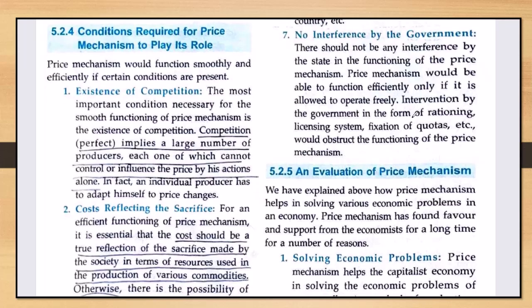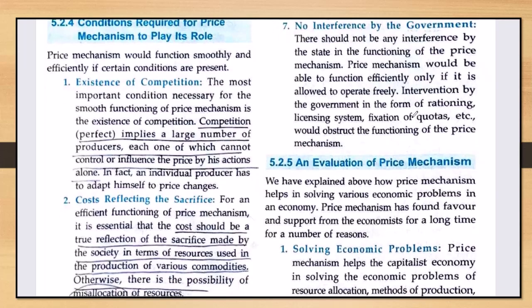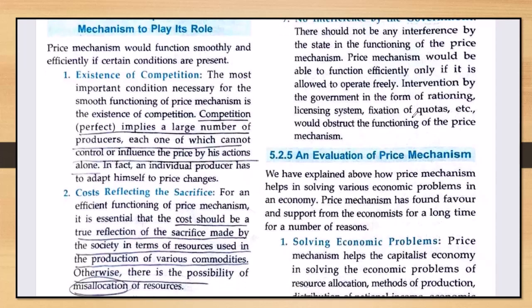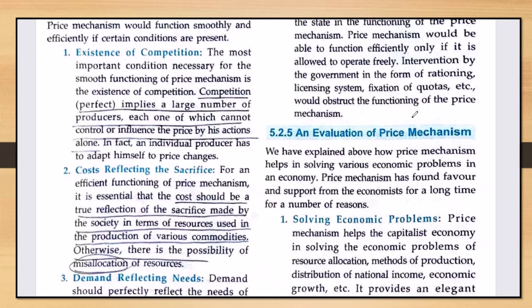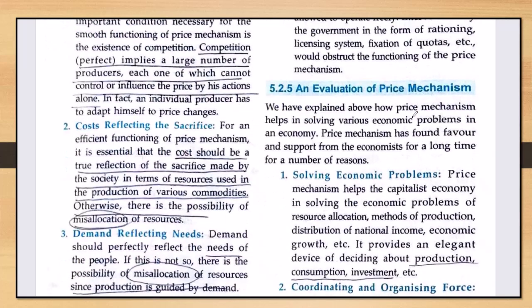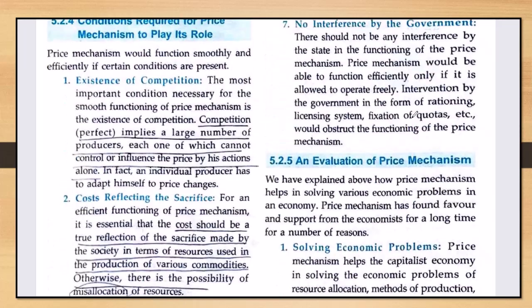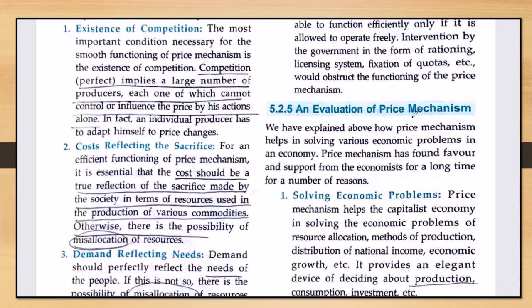No interference by the government. Price mechanism, as we have seen, is a free flow of demand and supply. Therefore, interference by the government will not lead to the correct price mechanism. It will be a price determined by the government. So there will be no price mechanism at all. So these were the conditions on which price mechanism works.